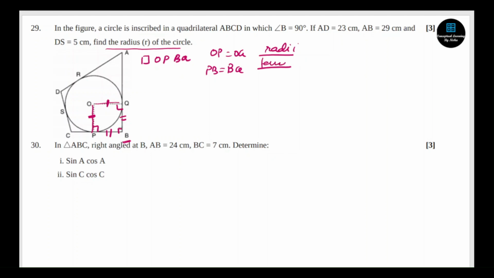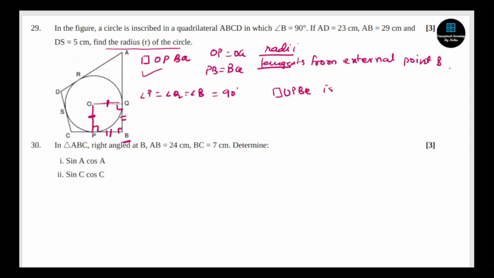Tangents from external point B. So write the proper reason and then what you can say, these angles are 90 degree, also mention them. Angle P = angle Q = angle B = 90 degree. So fourth angle is also 90 degree and therefore what you can say, this is a square. Quadrilateral OPBQ is a square. Alright. You have to write this all.